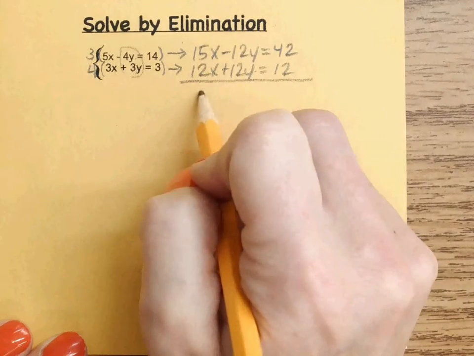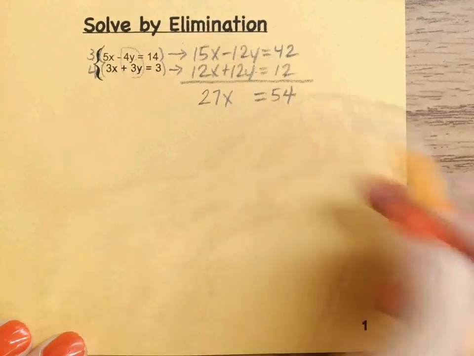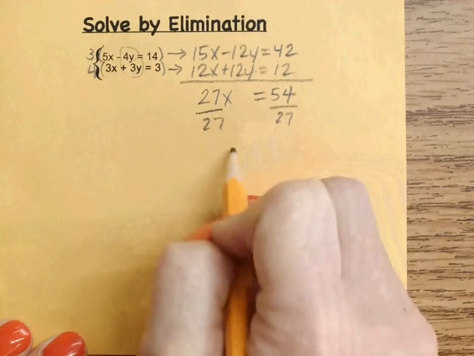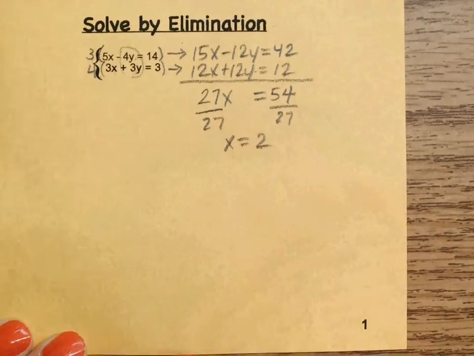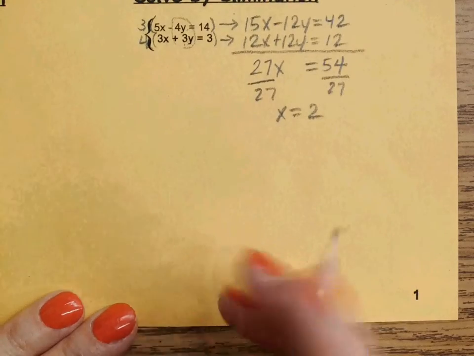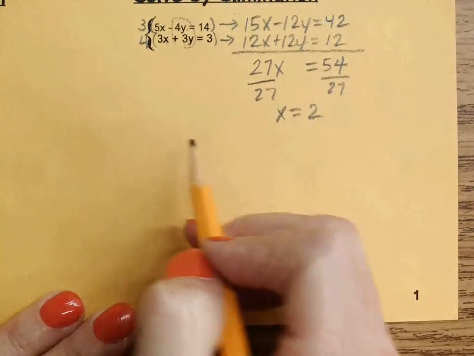When I add that up, I get 27x equal to 54. Divide both sides by 27, and I have x is equal to 2. And so from here, all I need to do is solve for y. Go back and pick one of your original equations. When I pick one of my original equations, I'll just pick the second one. That looks a little bit easier to me.